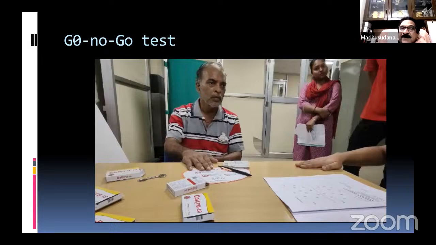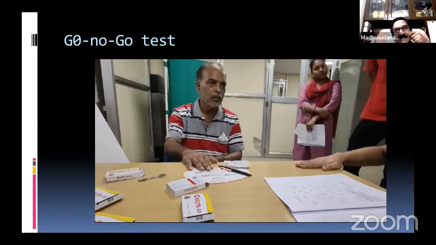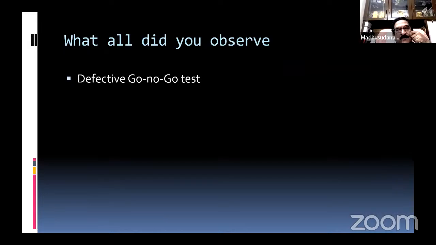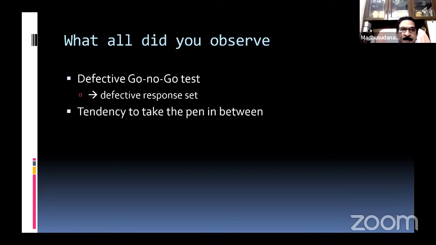So what other abnormality did you observe? Utilization behavior. Correct. He tends to utilize the object in front of him. One defective go-no-go test is an example of a defective response set. Response set means inability to establish a set, maintain a set, and shift from one task to another. That is a defective response test. The go-no-go test is designed for that.